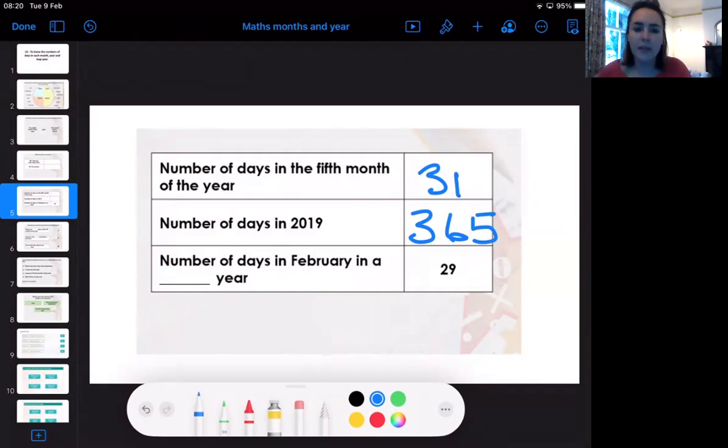We've got here the number of days in February in a blank year. It says 29. Normally there's 28 days in February, but every fourth year, every leap year, there's 29. So the word here should be leap.